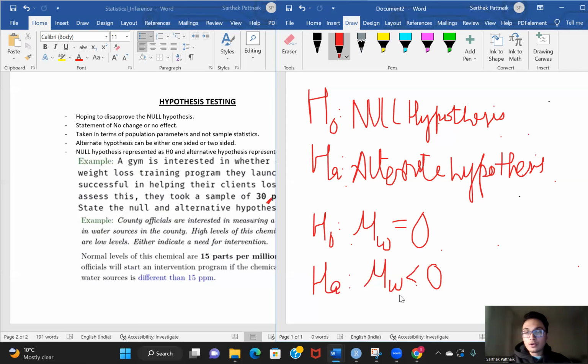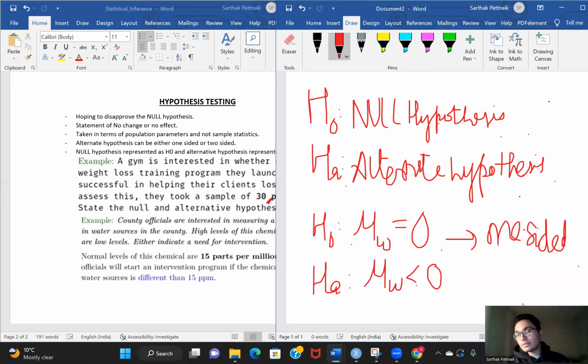This is how we proceed when it comes to hypothesis testing. We have a null hypothesis, which is the condition of no change, and we have the alternative hypothesis, which can be either one-sided or two-sided, depending on the context. This is an example of one-sided, because here we are only concerned with one out of the two possibilities.